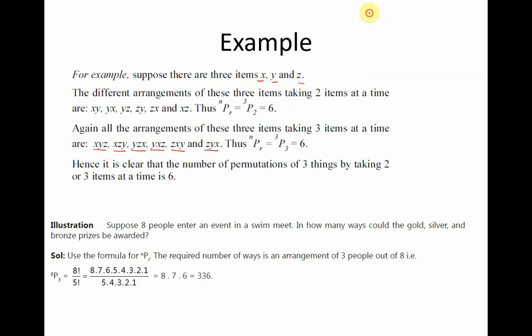So there will be permutations where X is coming first. If X is coming first, I'll have two possibilities, XYZ and XZY. Then if I'm taking Y first, once again there will be two possibilities, YXZ and YZX. If Z is coming first, then again there will be two possibilities, ZXY and ZYX. So these are the six possible ways I can arrange three items X, Y and Z, taking all of them at the same time.